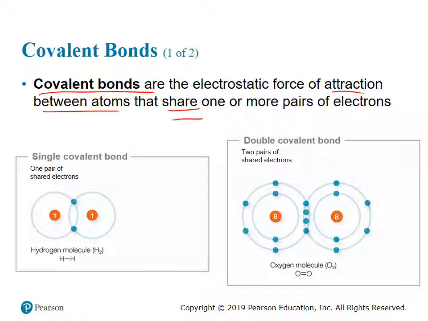Sometimes it's one pair. Sometimes it's more than one. Okay? But the key word is that they share. Covalent bonds are sharing electrons. Okay? Like this.